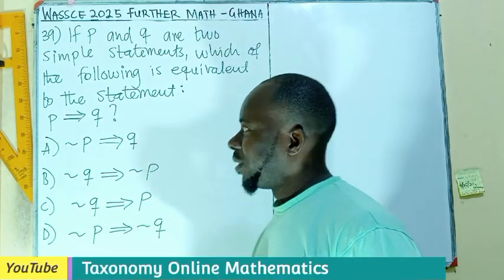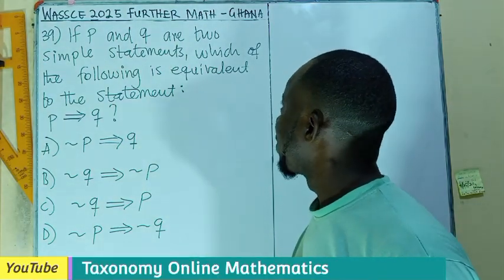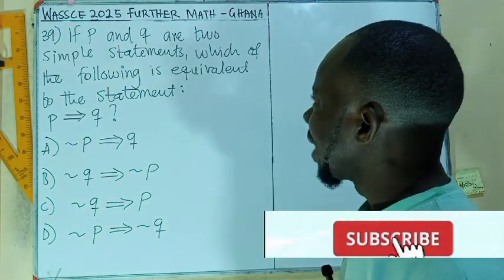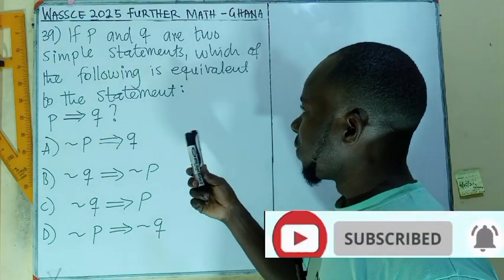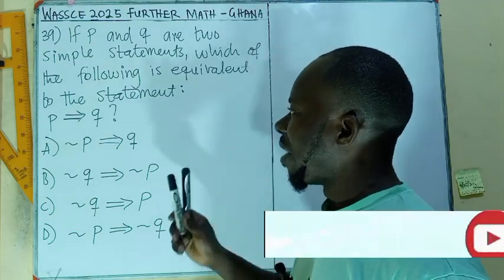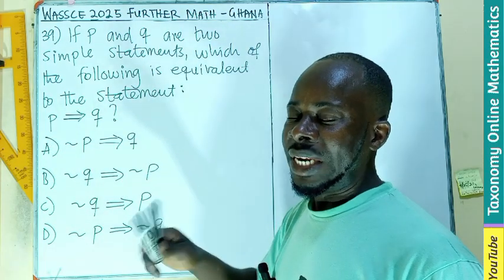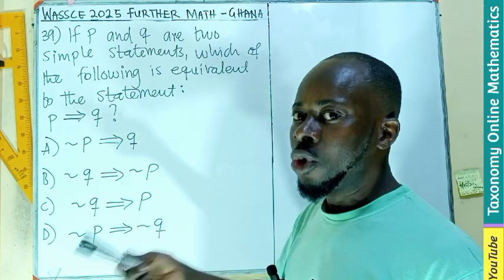A bit on logical reasoning, question 39, WASSCE 2025, further mathematics for Ghanaian students. If P and Q are two simple statements, which of the following is equivalent to the statement P then Q? If P then Q, meaning if P is true, then Q is true.